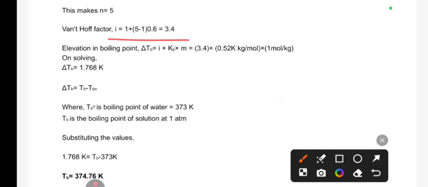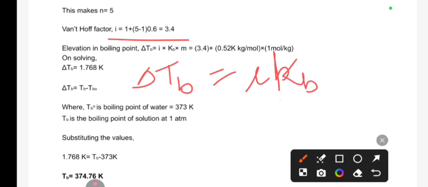Okay. So now what they have asked is the boiling point of the solution. How can you solve it? You know very well, delta Tb is equal to i Kb m. Molality is given to you, that is 1 molal. You can see it in the question also. The Kb value is also given to you. i we have solved. Then you can solve for delta Tb.